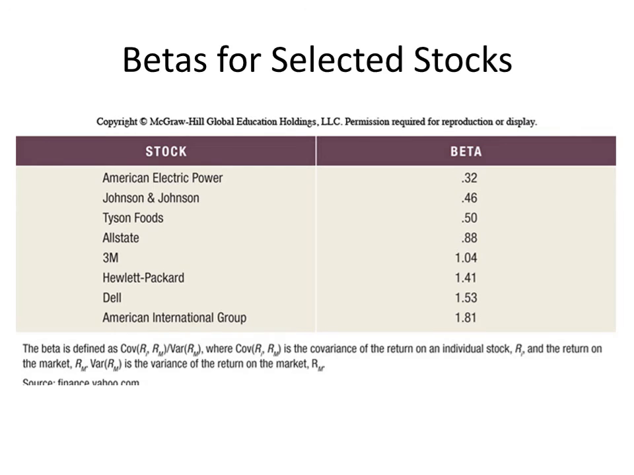Here we have betas for several different stocks, and we've got them organized in order of ascending beta, which means that these get riskier from a systematic perspective as we go down the list. The first one is American Electric Power at 0.32. Remember that the beta for the overall market is 1, so American Electric Power is much less risky than the overall market. Why might that be?